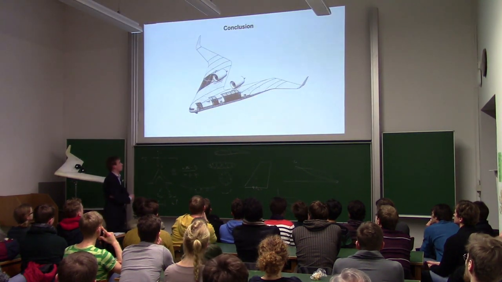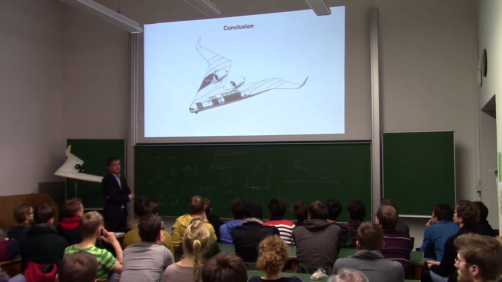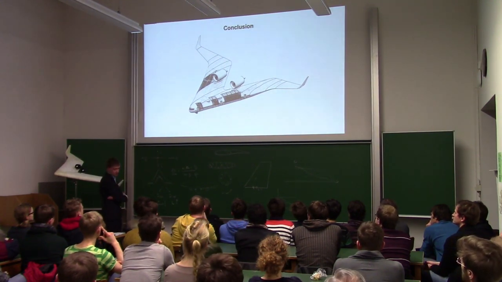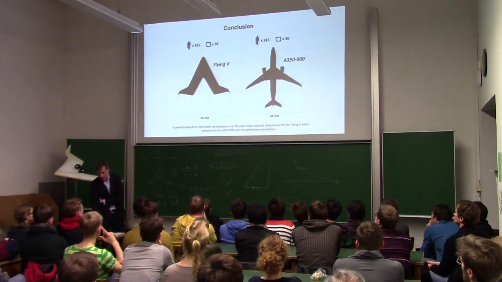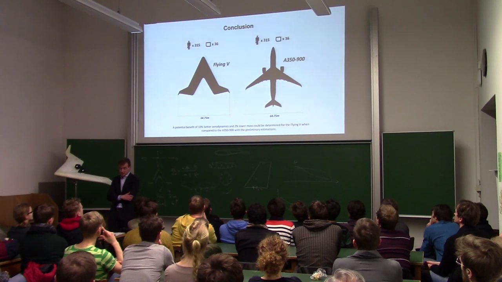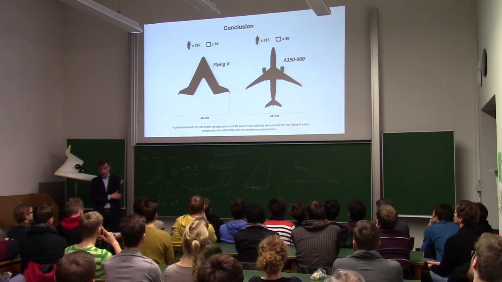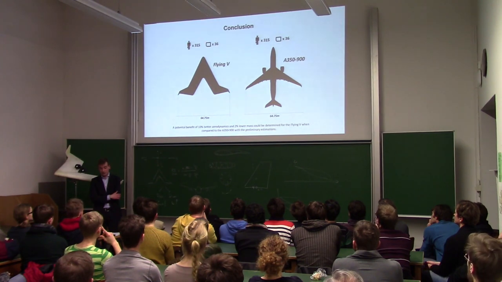Here's another picture which you saw on the flyer. It is an aircraft with the same span as the A350. It fits the same gate. It has low wetted area. It has lower induced drag. Same amount of passengers, same amount of cargo.